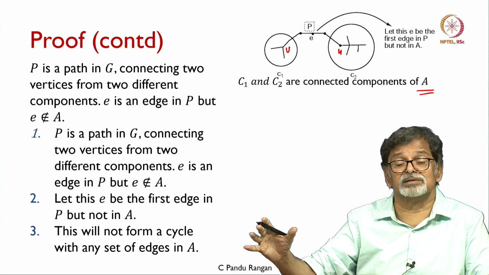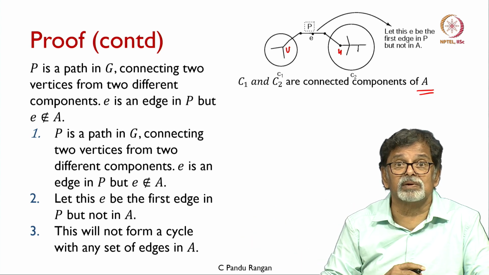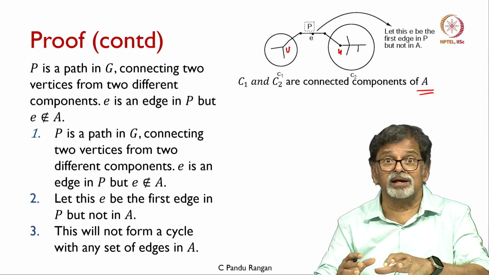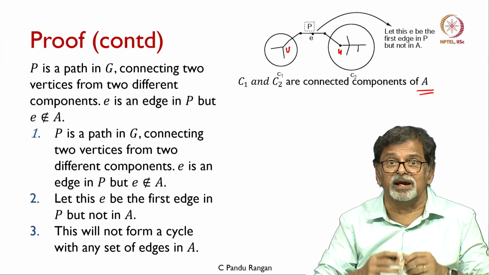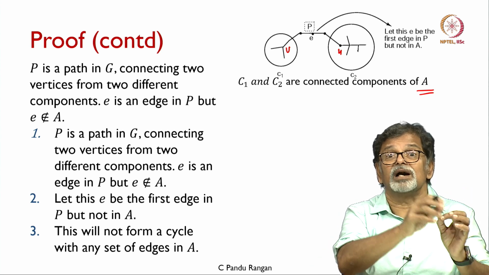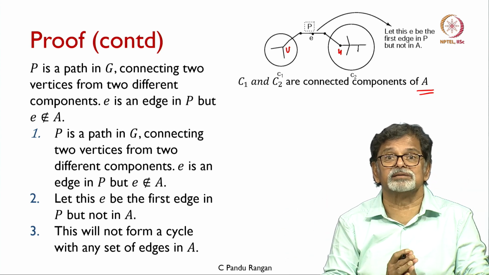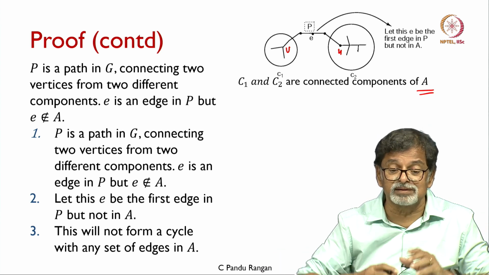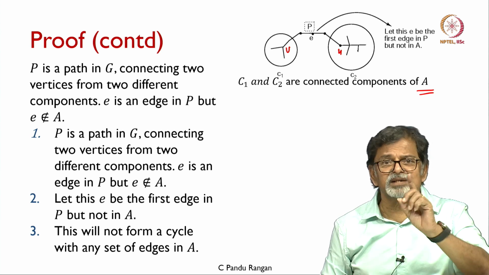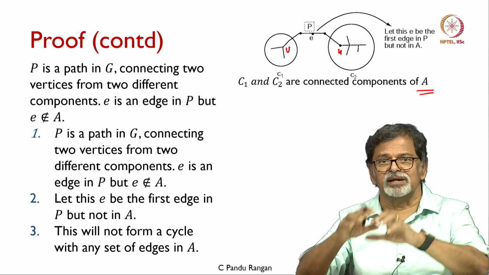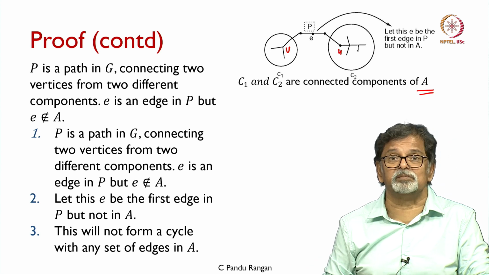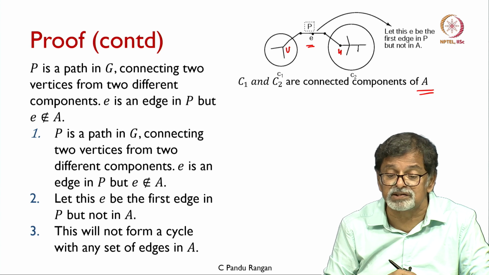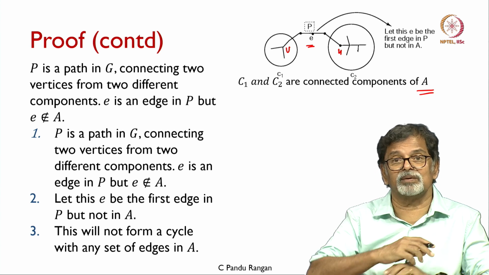That path has got several edges. All edges will not be in A. If all edges are in A, that means the entire path is in A, which means C1 and C2 are not disconnected components. Therefore, not all edges of the path are in A. There is at least one edge in the path P that is not in A, as shown in the picture. Let E be the first edge that is not in A.